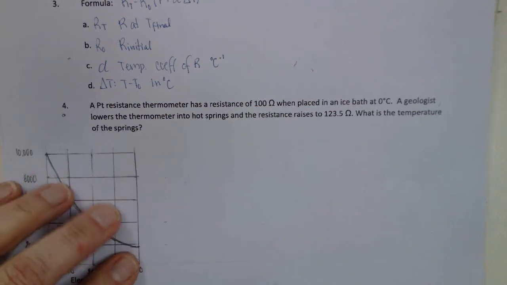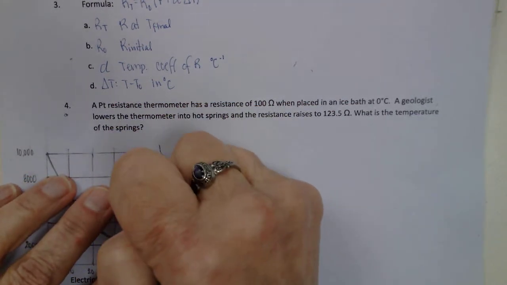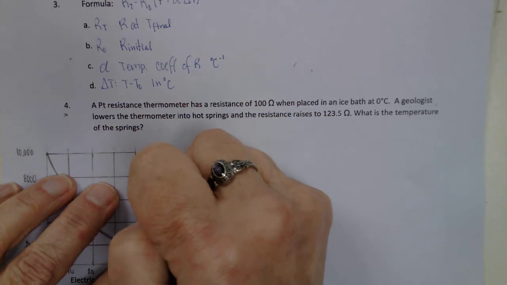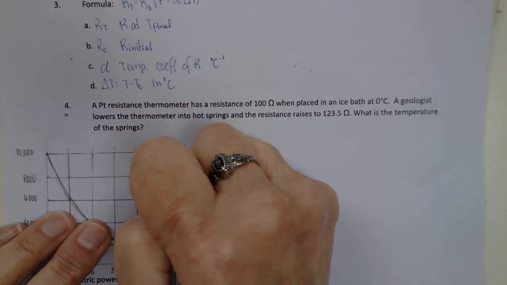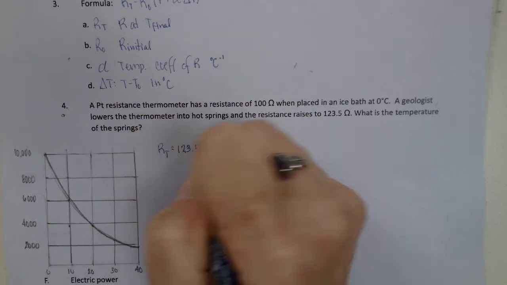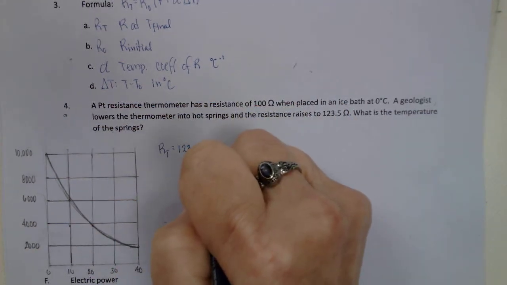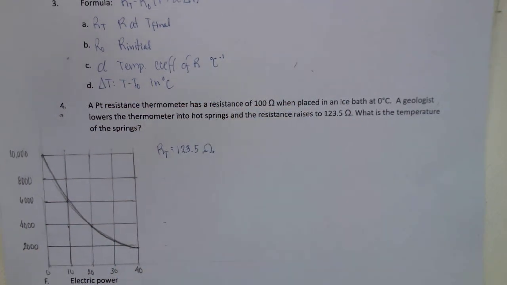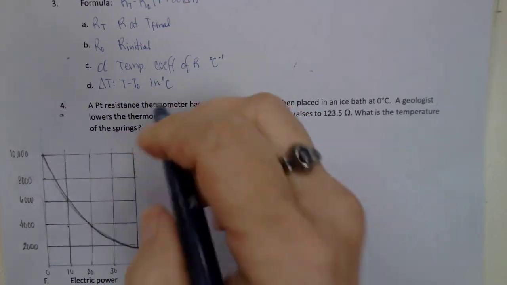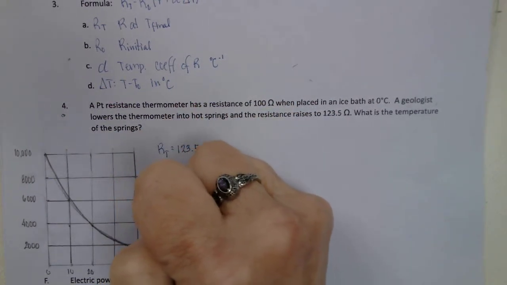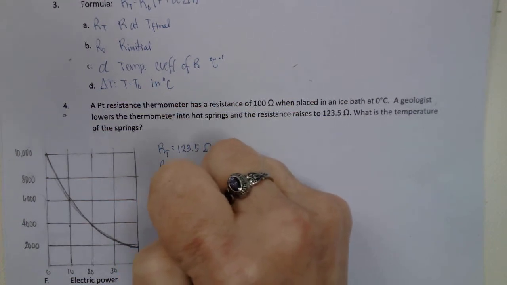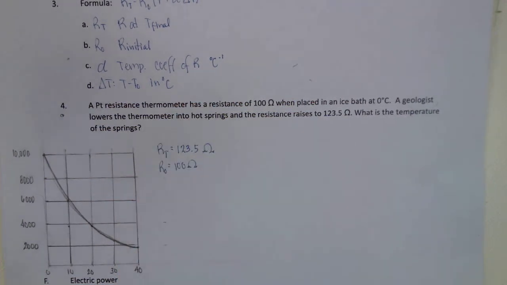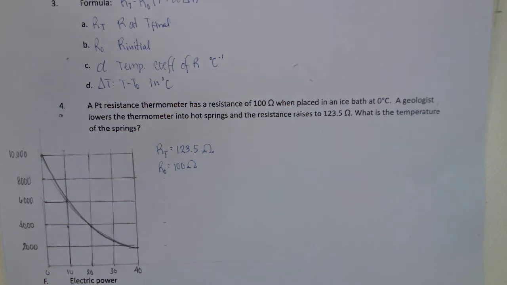So I'm going to write down what I know and what I don't know. My resistance at the final temperature is 123.5 ohms. And then my R naught, my original, is 100 ohms, and remember that was taken at 0 degrees, so that's going to be my T naught.